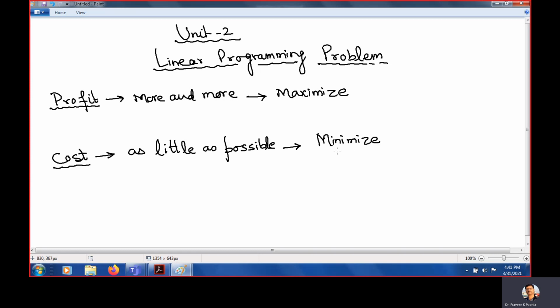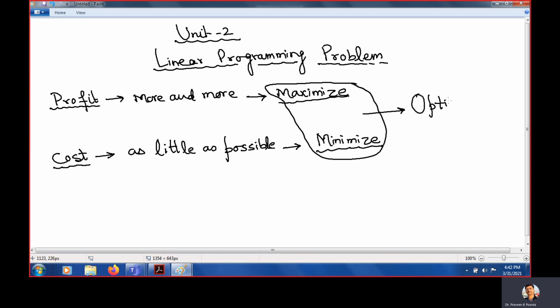So dear friends, in a linear programming problem, if it is related to profit, we are going to maximize the profit. If it is related to cost, we are going to minimize the cost. And if we want to use a single term for these two, maximize and minimize, it is called optimization. Optimize means if you are talking about profit, you need to maximize it. If you are talking about cost, you need to minimize it. Simple concept.